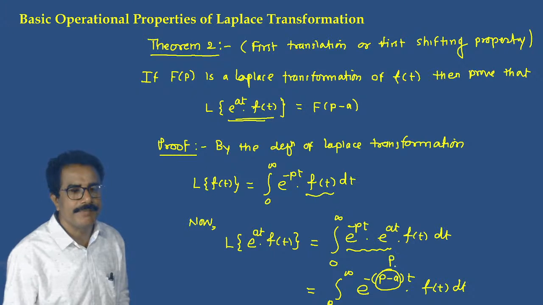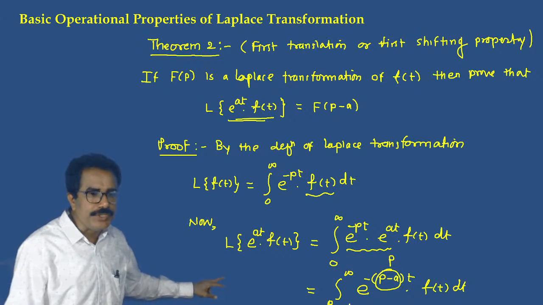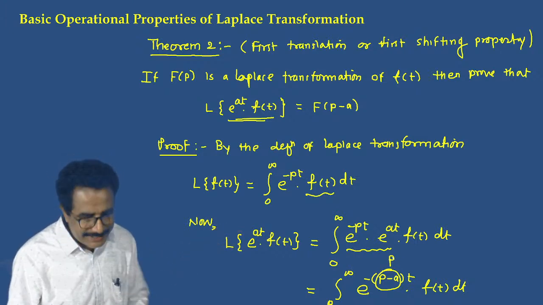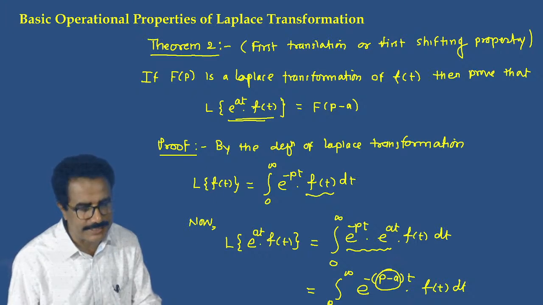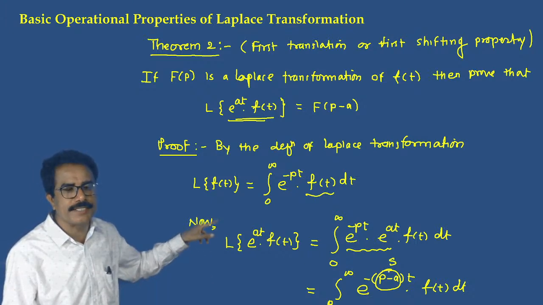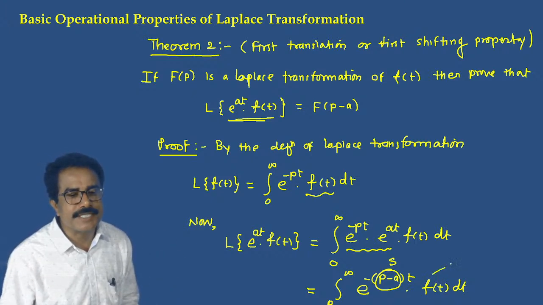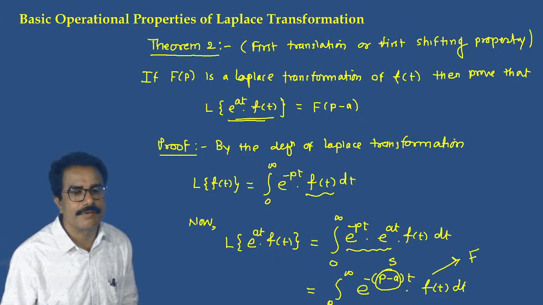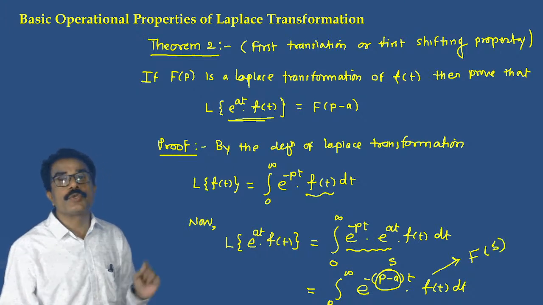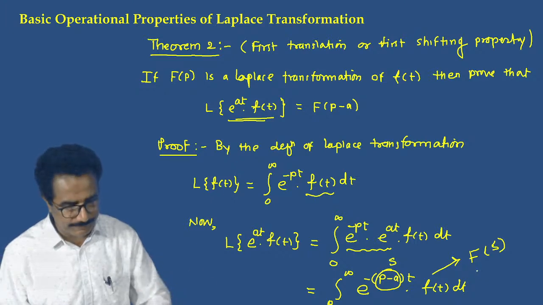We will get the integral of this type from 0 to infinity, or we can write it like this. We shall consider this as s. So the integral from 0 to infinity of e raised to minus st into f of t. Then what is the Laplace transformation of this in notation form? We can write capital F of s. So s means p minus a. So our result will be F of p minus a.